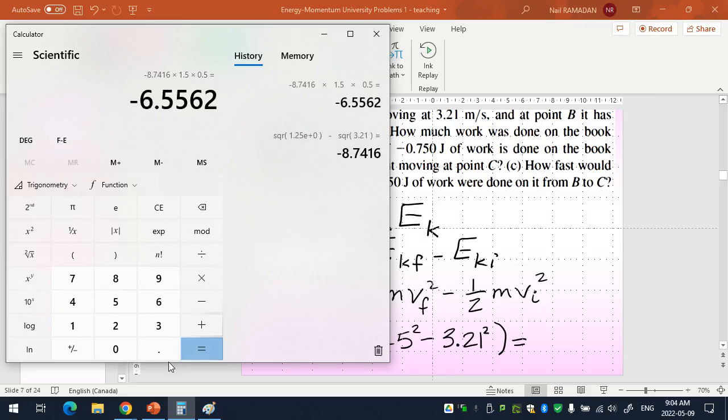Boom, that's it, done. What's the sig fig situation so far? 3. So we need to cut this at 3. So what would the answer be? Negative what? 6.56 in joules.